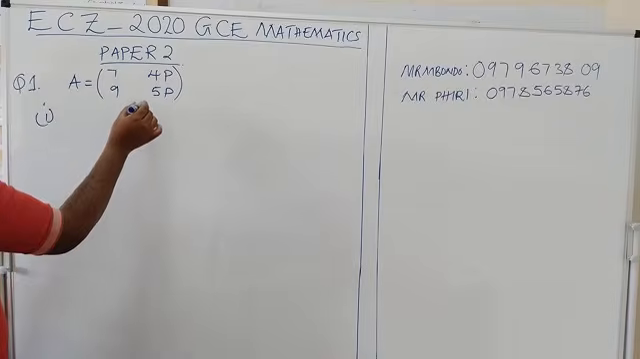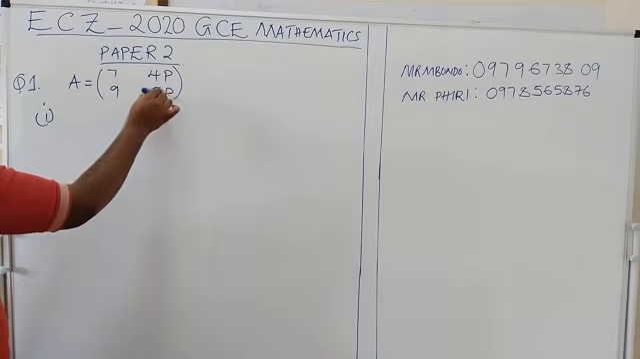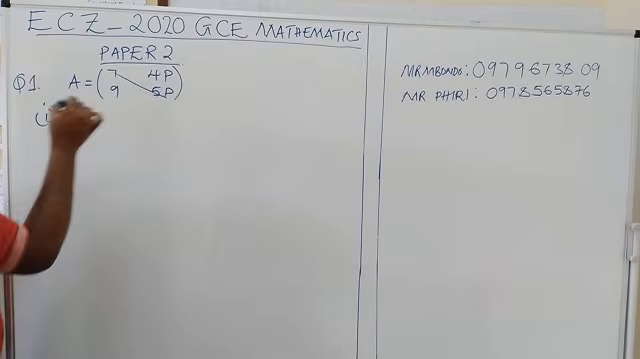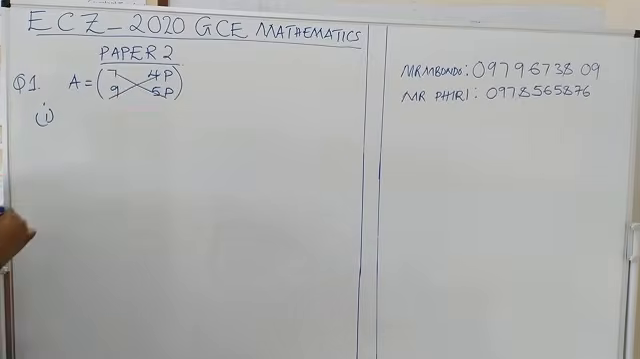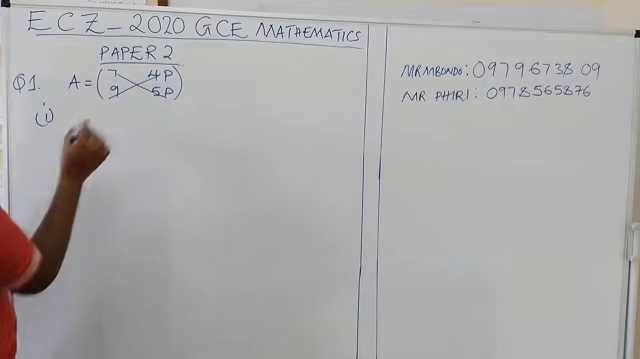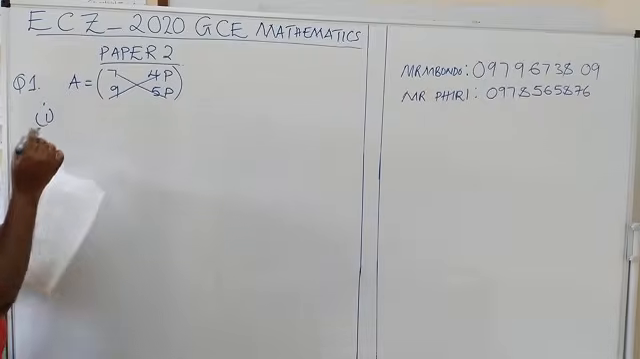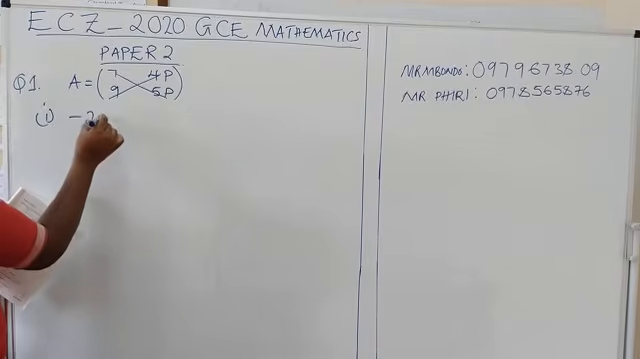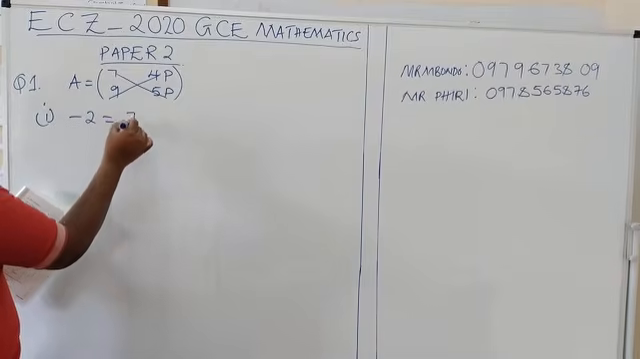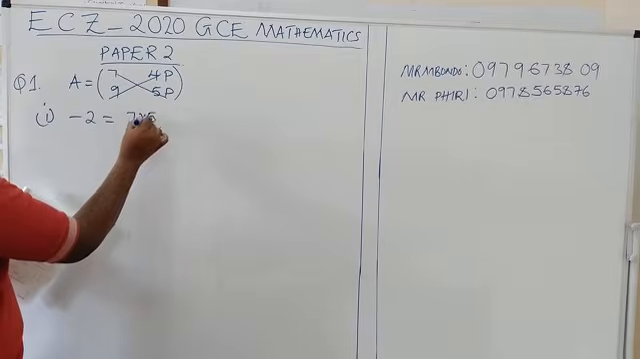Alright, so we need to find the value of p for which the determinant is negative 2. So now, for us to find the determinant, we need to multiply these elements here minus the product of those elements. And when we do that, we have been told that the determinant is what? Negative 2. So I can say negative 2 is equal to 7 by 5p.